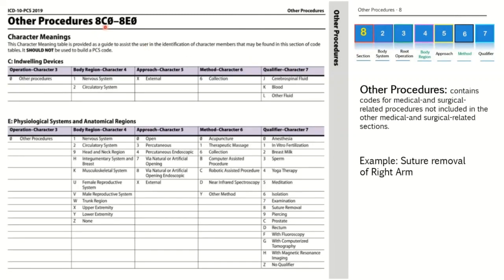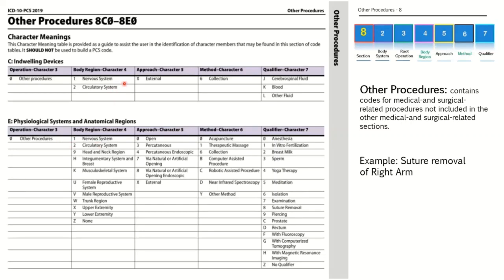Our second character is our body system, and we've got 2 indwelling devices and physiological systems and anatomical regions. Other procedures are defined as codes for medical and surgical related procedures not included in the other medical and surgical related sections. So if it didn't fit anywhere else, you find it here. An example, suture removal of right arm. Pretty straightforward. The third character for indwelling devices will be other procedures, and it's the same for physiological systems and anatomical regions.